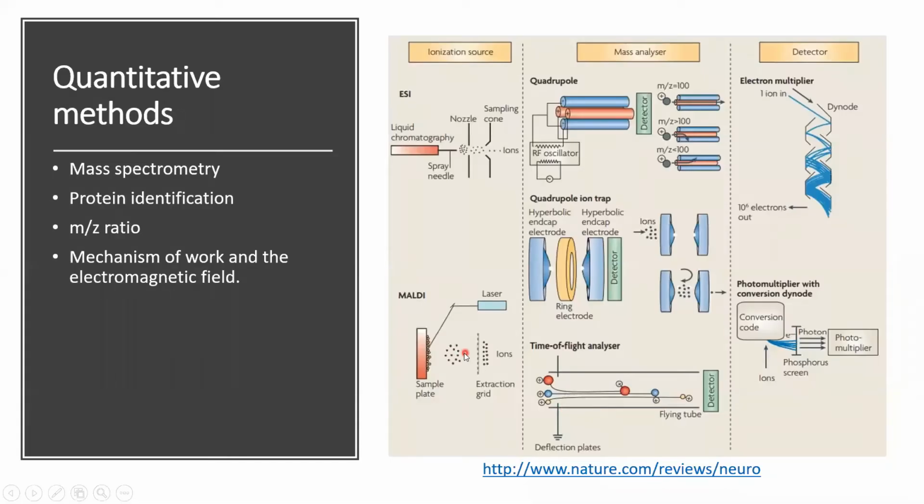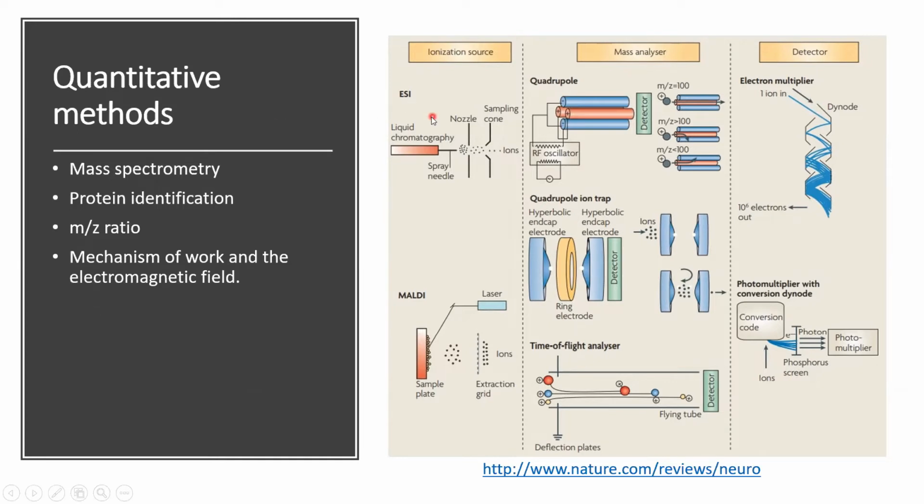The quantitative methods. The most common method that we'll talk about today in the quantitative methods is mass spectrometry, which resolves the mass of a molecule by measuring the mass to charge ratio, m over z ratio, of its ion, which is briefly protein identification. As for the mechanism of work and the electromagnetic field, as you can see in the figure, we have three components. Firstly, the ionization source, then the mass analyzer, and finally the detector.